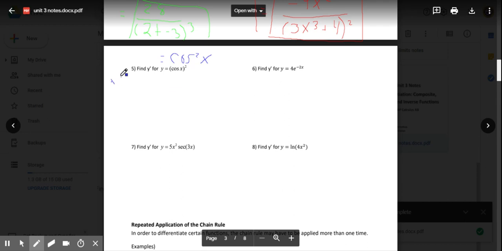All right, so y prime, the derivative of y, we will do the derivative of the outside function, which is something squared. So 2 cosine x to the first power times the derivative of the inside, which is negative sine x. Simplifying that is -2 sine x cosine x, and that's it.